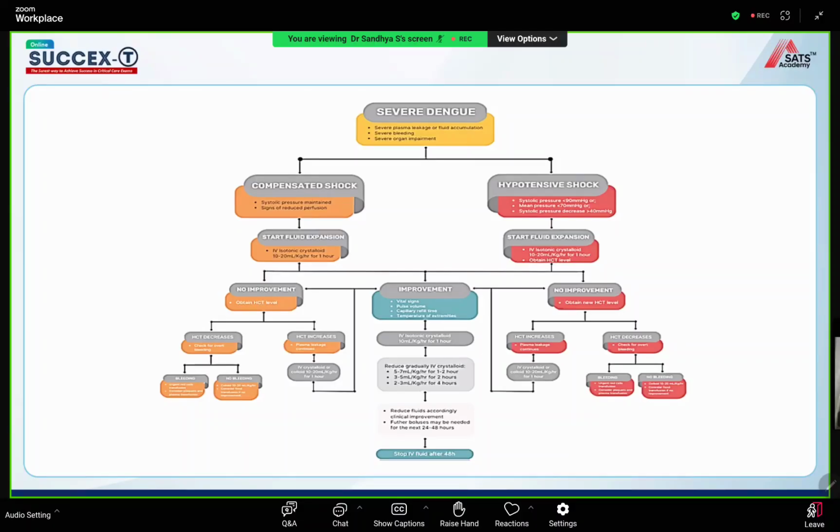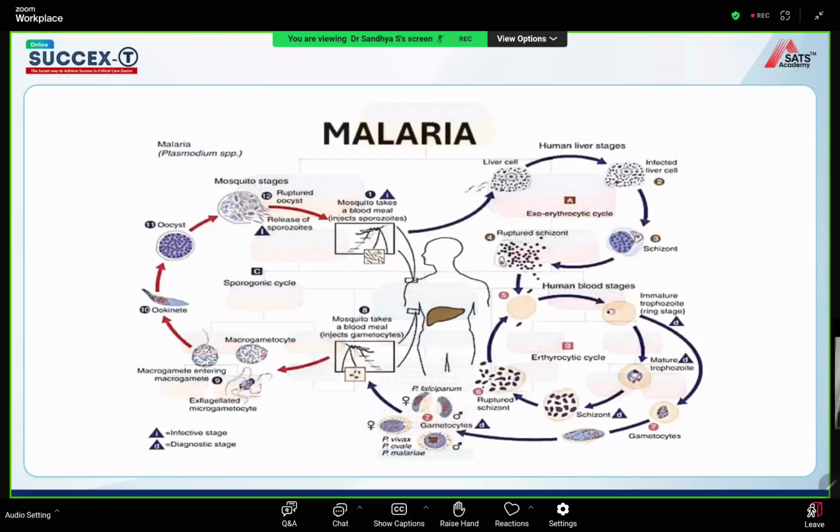So if you start writing all this up, you will again take too much time. So try to make a table on your own. Easy tables are available, but otherwise you can make one on your own. This is quickly about dengue. There is a lot more to read about dengue. Make sure that you read a lot on dengue.